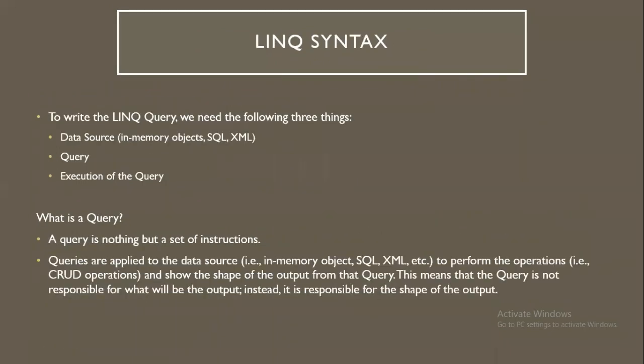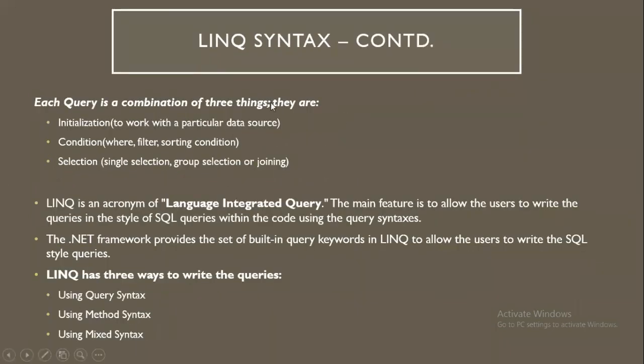Now, what does each query consist of? Three things. The query will have an initialization part to work with a particular data source, a condition part, and a selection part. Initialization means working with a particular data source, which can be an XML document, a database, or memory objects like collections, arrays, lists. Condition is where we define the query, where filtration is done, where sorting is done, and then selection, single selection or group selections or joining, etc.